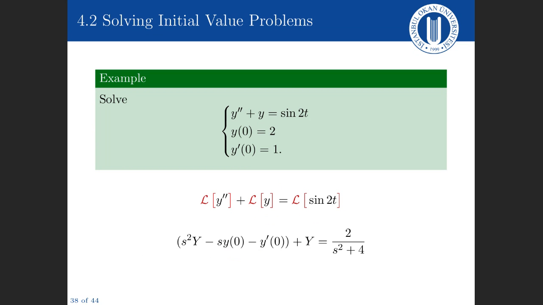Then we use the initial conditions. Y of 0 is 2, y prime of 0 is 1. We're going to get a 2 here and a 1 here. We get s squared capital Y minus 2s minus 1 plus capital Y is equal to 2 over s squared plus 4. We can rearrange the left-hand side to s squared plus 1 capital Y. And on the right side, I've moved 2s plus 1 over.